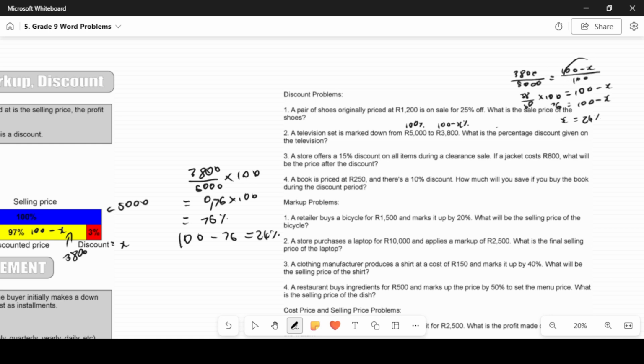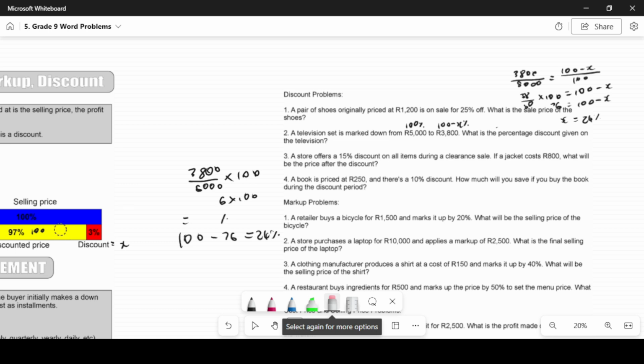If this represents a single unit, then everything else must be either scaled up or scaled down from it. Understood? So that's how we are able to solve that question. Alright, let's look at the next question.